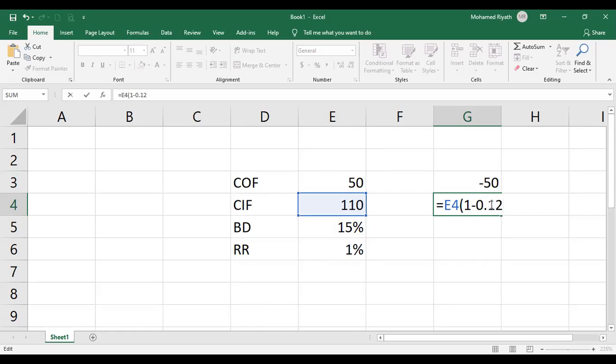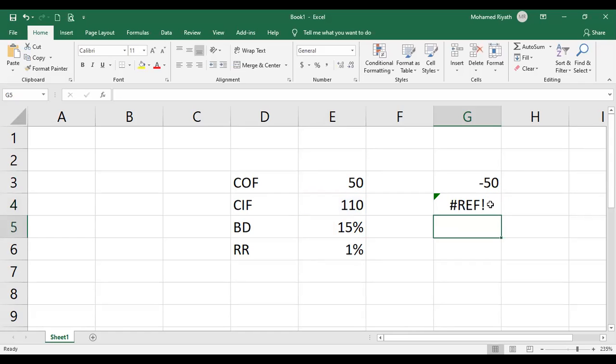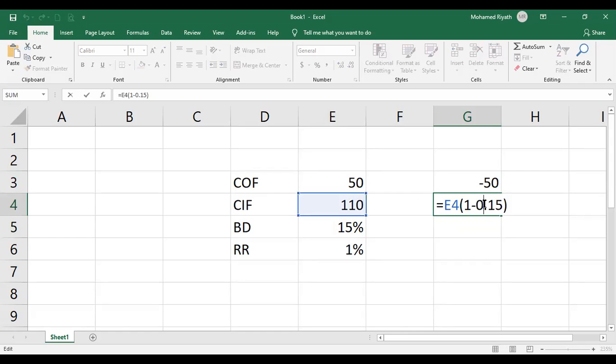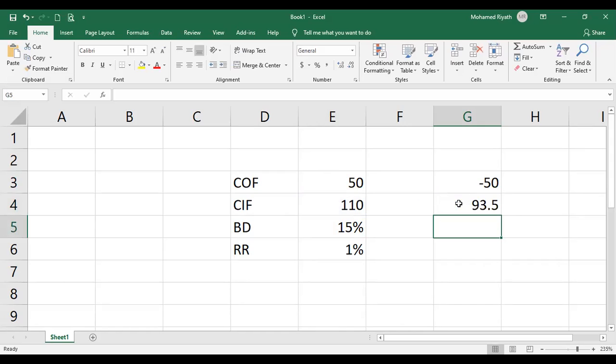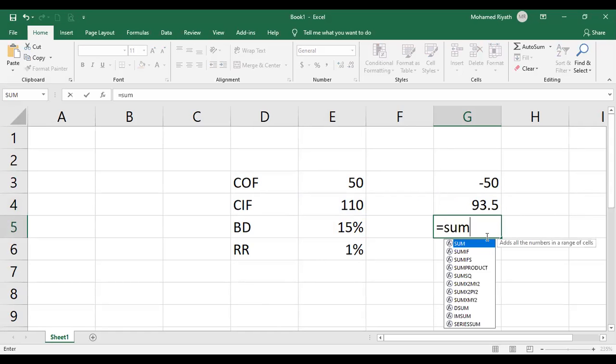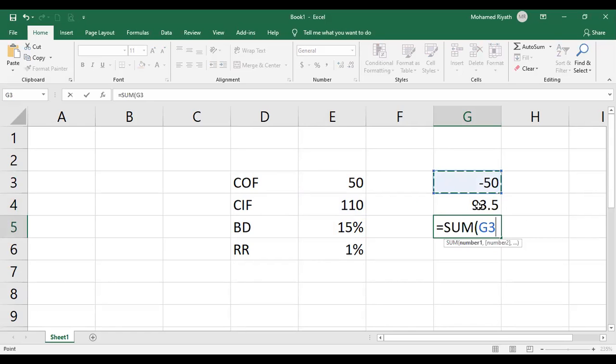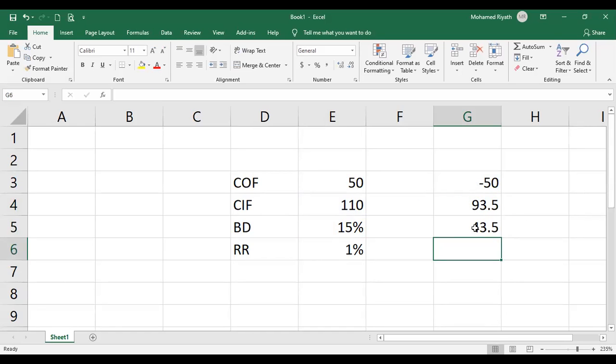0.15. Where is that? 93.5, right? And what's the net cash flow? Net cash flow, well, this 40 net cash flow. Net cash flow is 43.5.